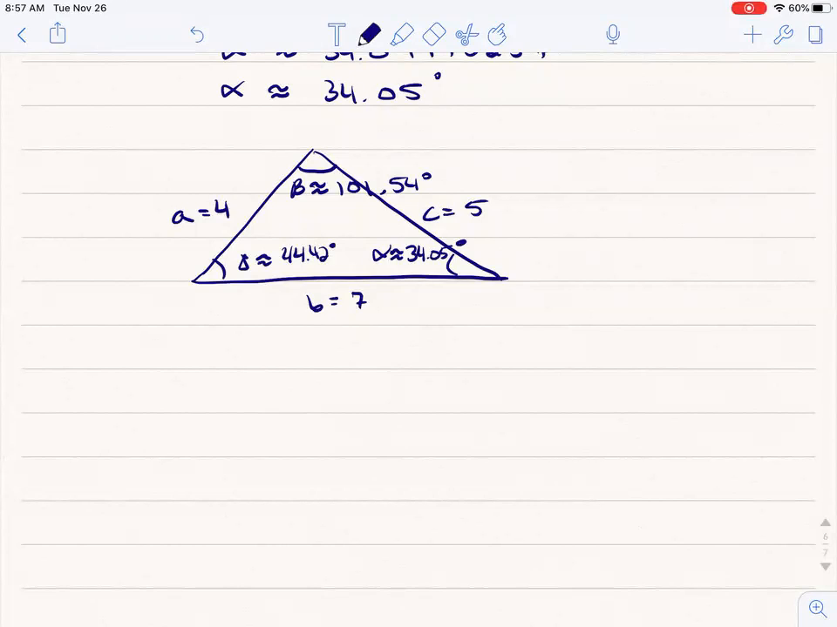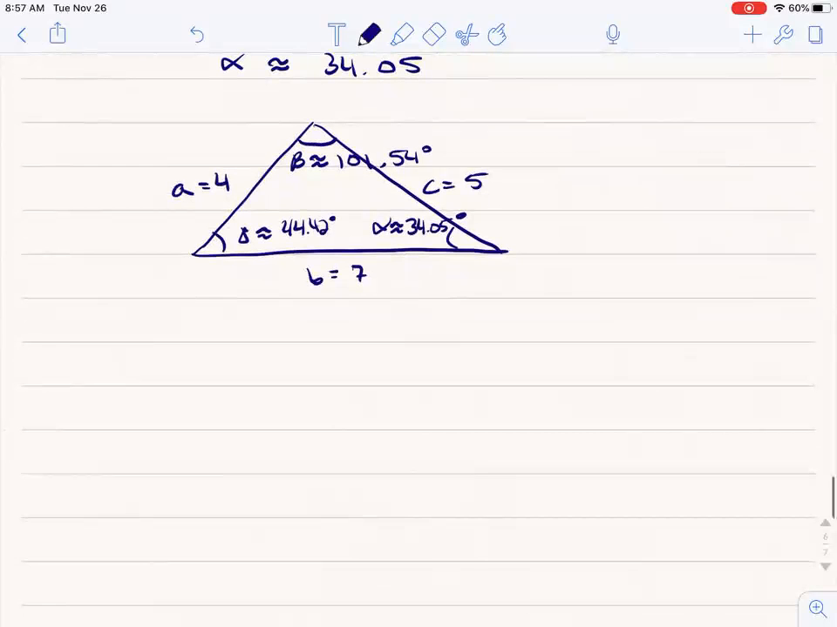But as long as our total angles have to add to 180, and if we can convince ourselves that that 0.01 is just due to rounding, because I was rounding, then we know we've got the right, or the correct, angles.